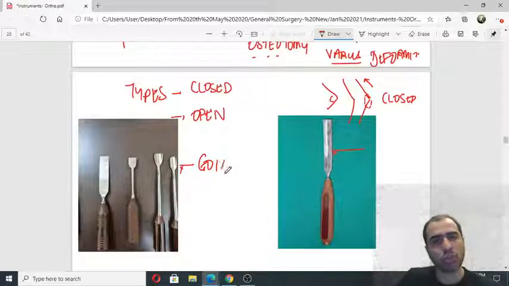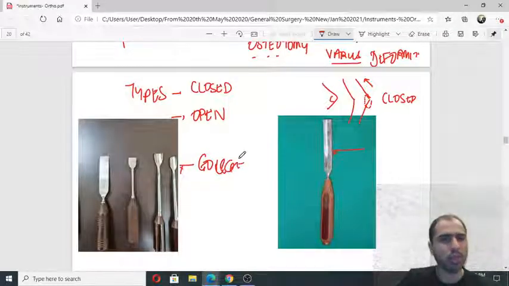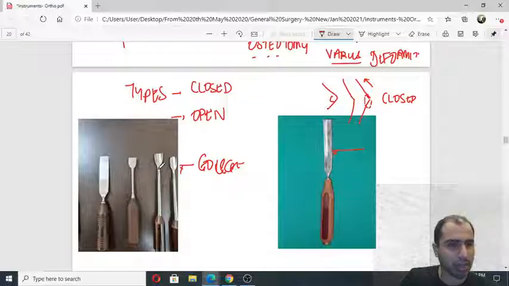This is your bone gouge. What is the role of bone gouge? Bone gouge is nothing, it's just a cup.